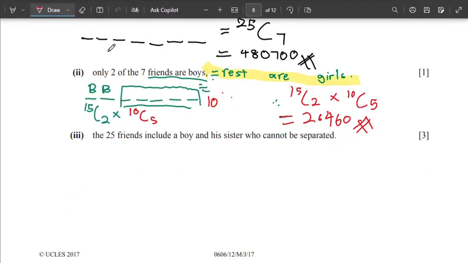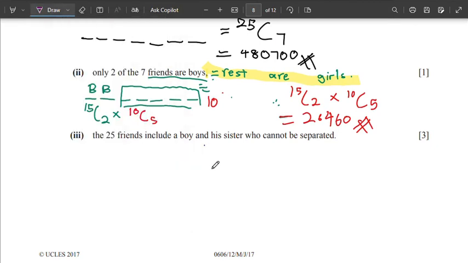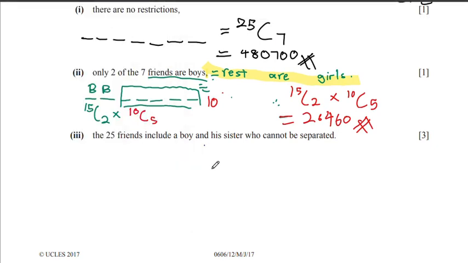Alright, let's go to the last question. It says that the 25 friends include a boy and a sister who cannot be separated. So, let's do like this. First case with BG, the boy and the girl, the brother and the sister. But since it's a combination, I can ignore the order straight away. So imagine I place the BG here. This one is a must already, a fixed position.